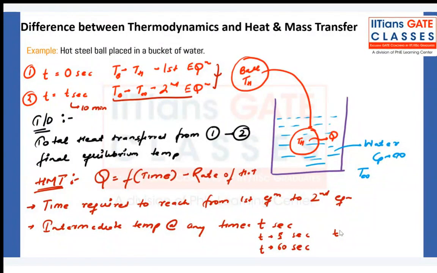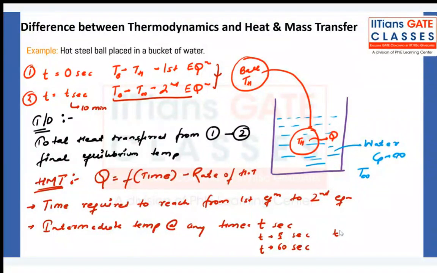But if you want to drink that coffee, you are concerned about how much time it is going to take to reach a particular comfortable temperature. Then you can use heat and mass transfer equations and find out that after so many minutes, this coffee will go from 50 degrees Celsius to 30 degrees Celsius, and at 30 degrees Celsius you can drink it. So whenever you talk about time, you talk about heat and mass transfer. In thermodynamics we have never talked about time, right?